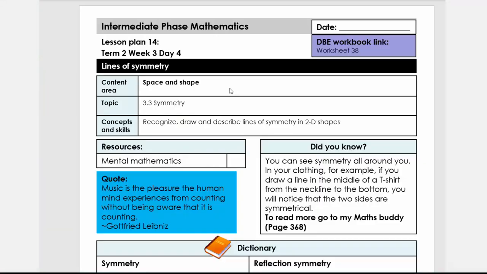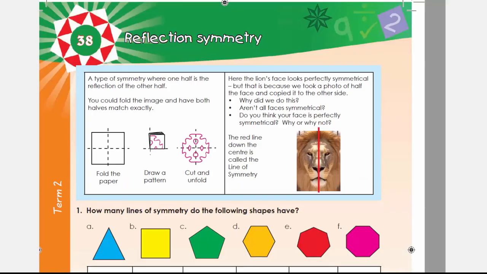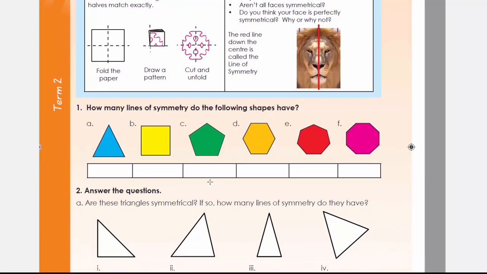Good day, everybody. Today we're going to do lesson plan 14, grade 6, term 2. And the topic is lines of symmetry. It links to worksheet 38 in the DBE book.